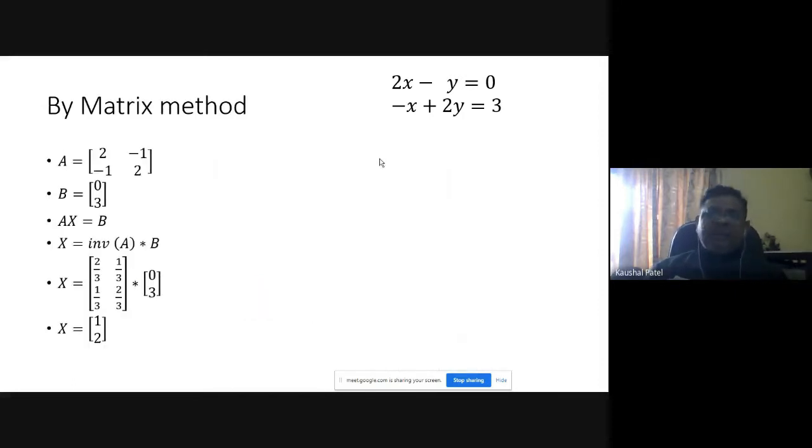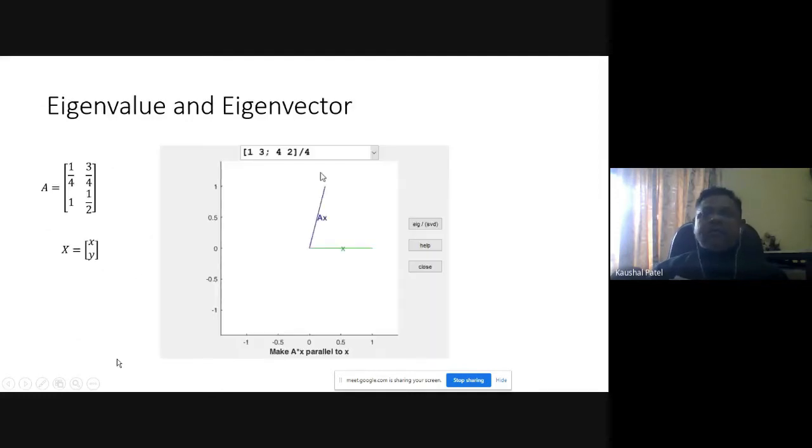Similarly, in the matrix method, you can convert into matrix form. A is equal to 2 -1 -1 2, b is nothing but 0, 3, and Ax equal to b. You can take x equal to inverse of A multiplied by b, and you can achieve the result. So this is the form.